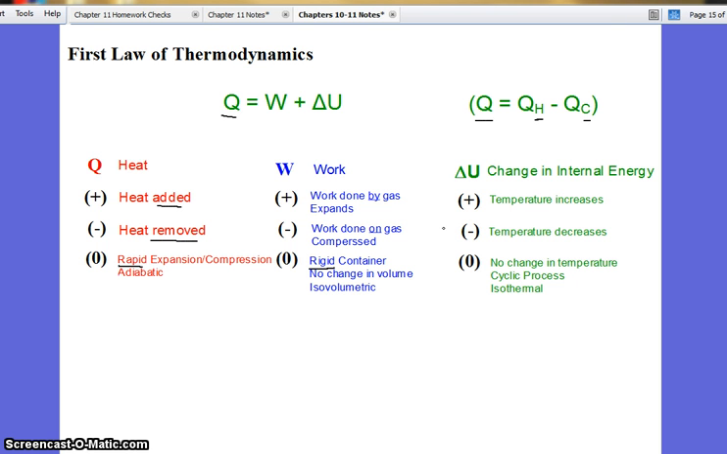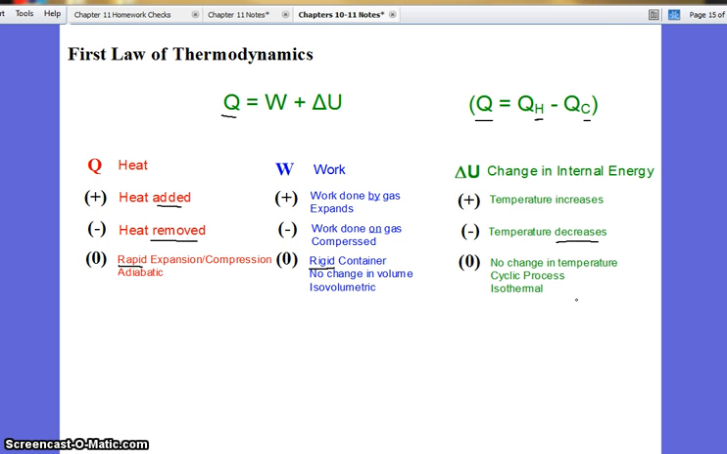For the change in internal energy, that's directly proportional to the temperature. So if the temperature increases, the internal energy will increase as well. If the temperature decreases, that means that the internal energy will decrease as well, so it would be negative. There is no change in internal energy if there is no temperature change. This means it's an isothermal process.